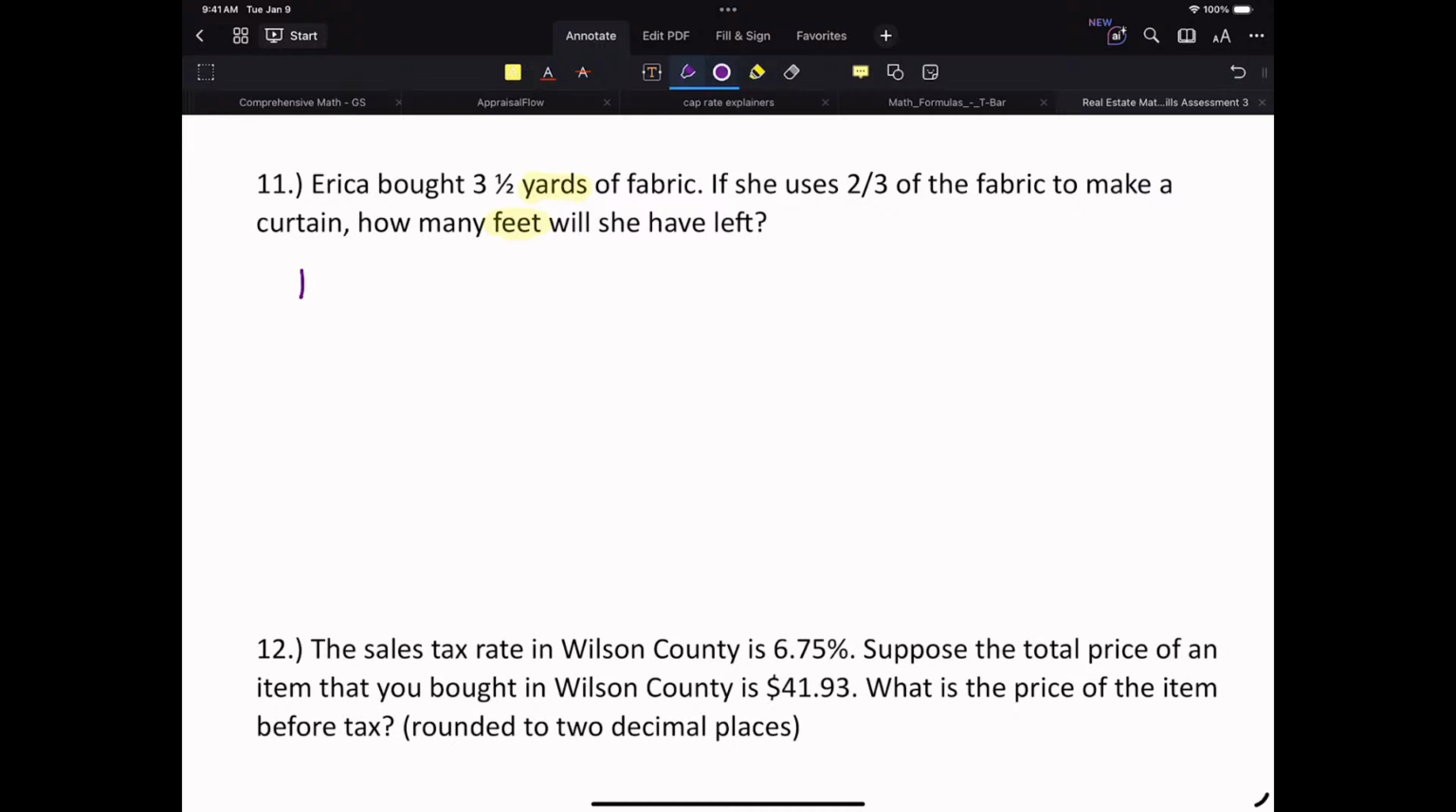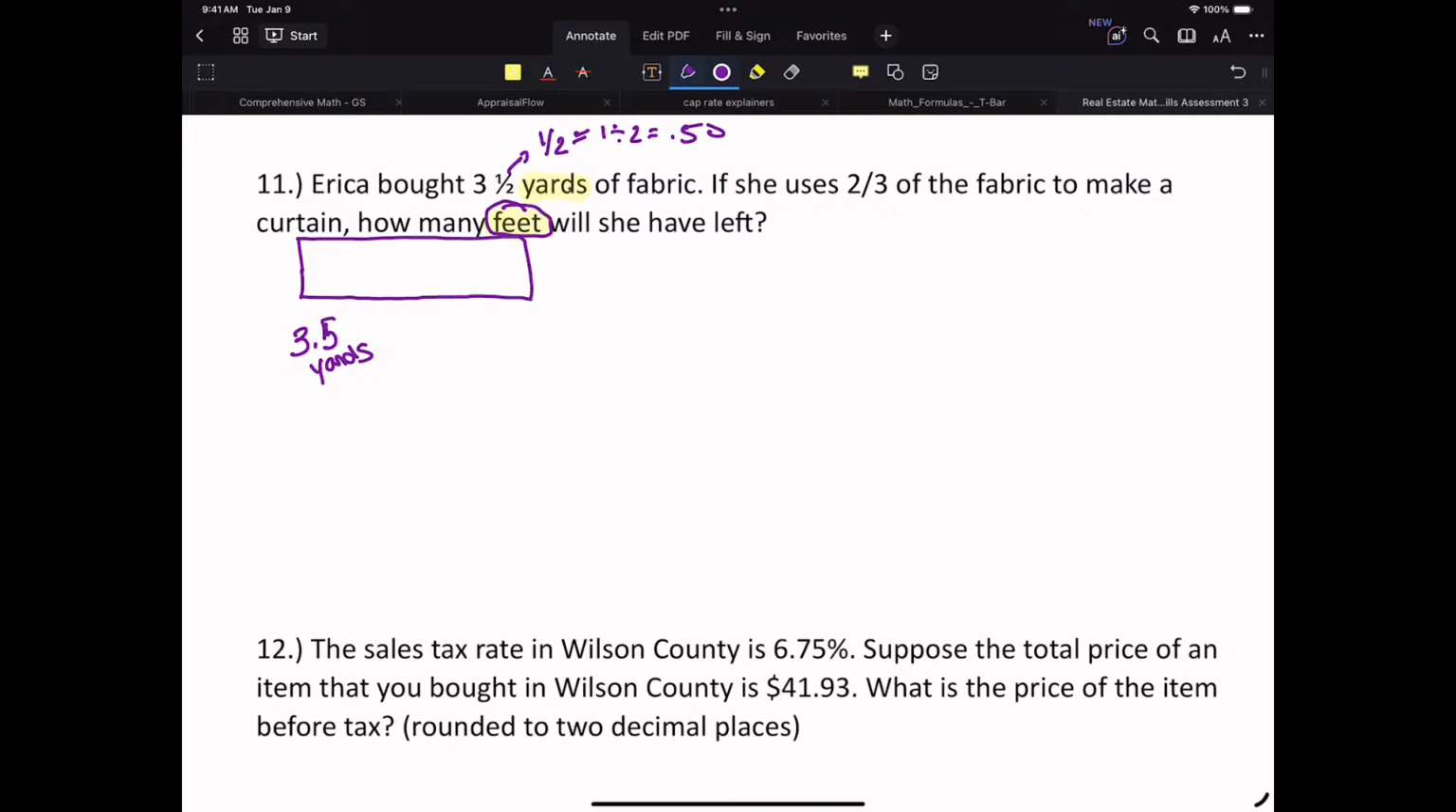All right. There's this whole big piece of fabric. We know this fabric is a total of 3.5 yards. Now, I'm hoping you remember that's because I did 1 divided by 2, which is 0.5, just as a reminder. But that's 3.5 yards. So, let's figure out, it's asking me how many feet I have left.